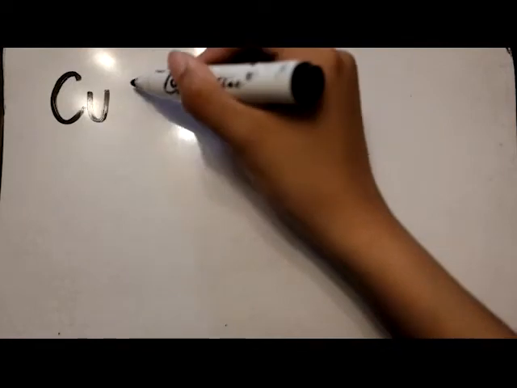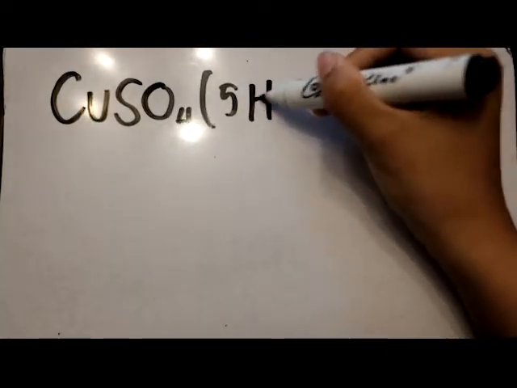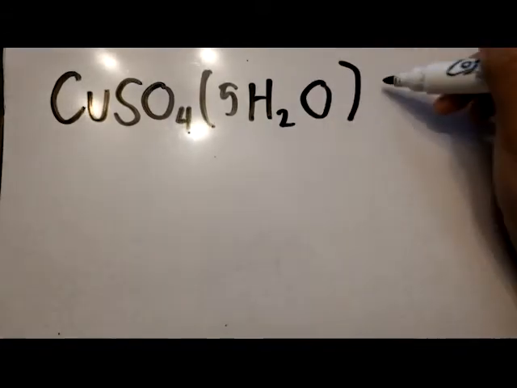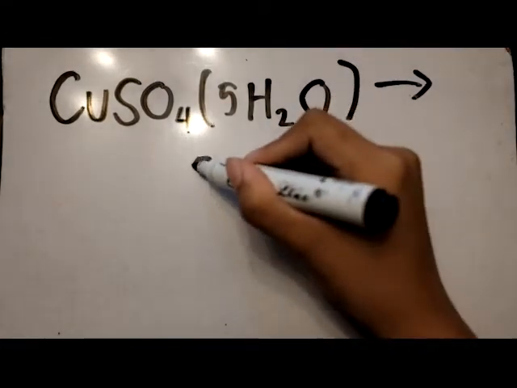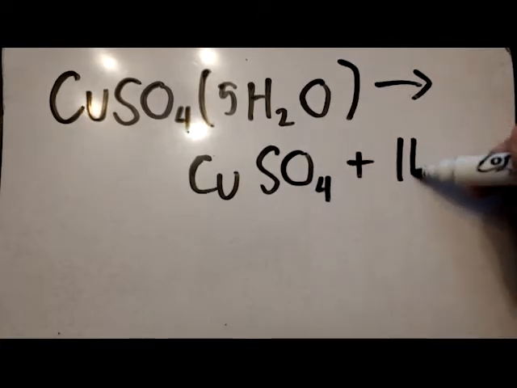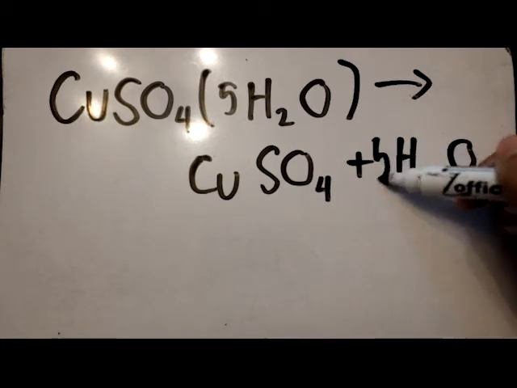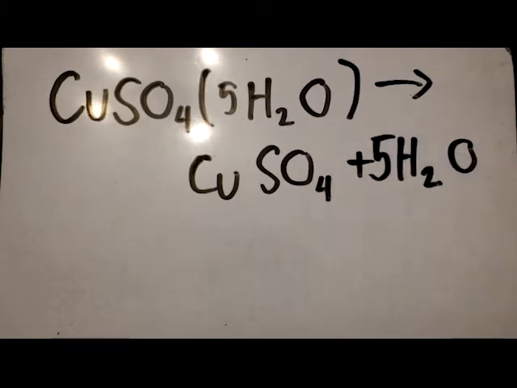copper sulfate pentahydrate resulting in copper sulfate plus water. To balance the equation, the next case is chlorates resulting in chlorides plus oxygen.